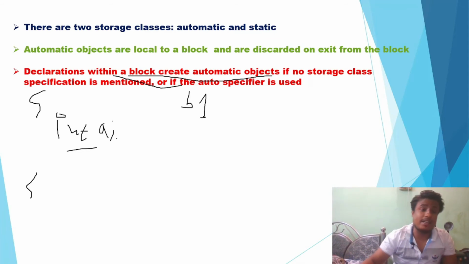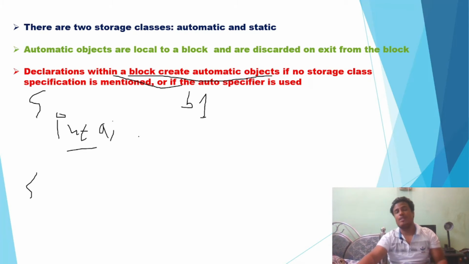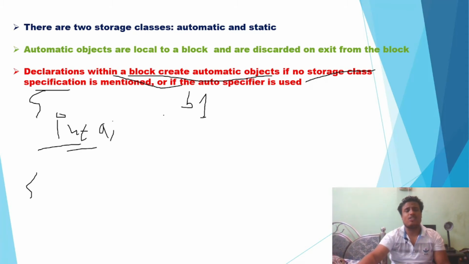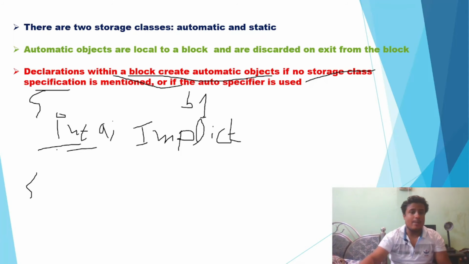Automatic objects are, in a naive way, local variables. In different programming languages these are not local variables. These are locally created, and they are stored in the stack section. So if no storage class is mentioned, this is an implicit declaration of the variable. Suppose I use the auto keyword here to make it automatic. This is an explicit declaration. So the auto keyword is used.